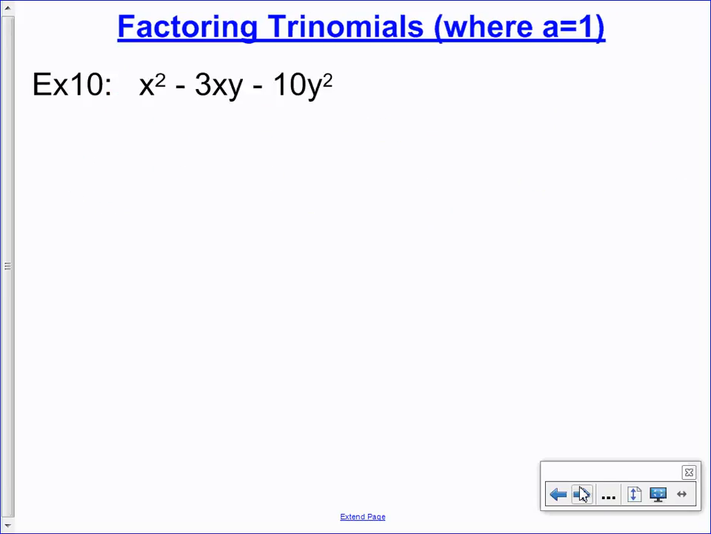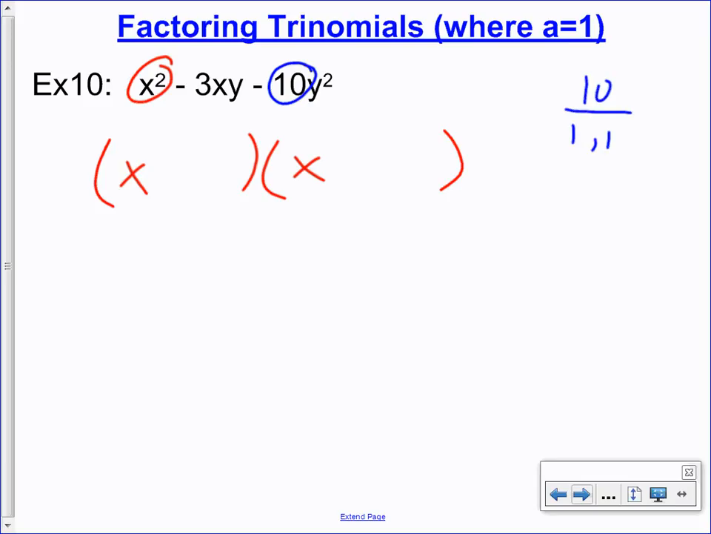Why is the y there, Miss Fleck? Ignore it. Okay. First term is x squared. Don't worry about the y yet. X squared is x and x. Just worry about that ten. Don't worry that's a negative 10 either. We're going to get there. It's going to happen. Here we go. 10 is 1 and 10, 2 and 5. What adds up to negative 3?